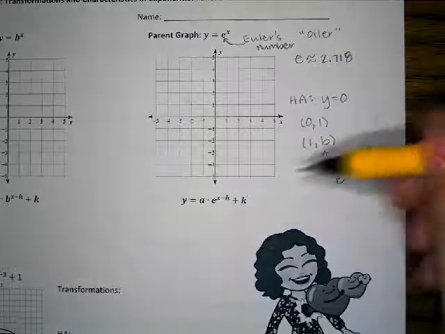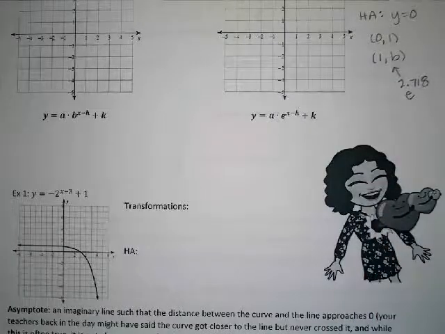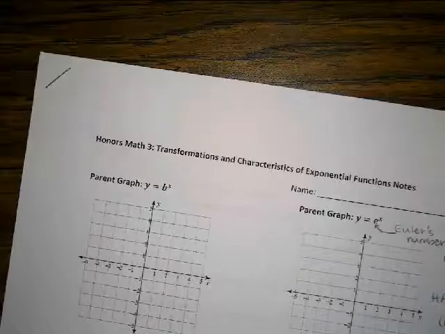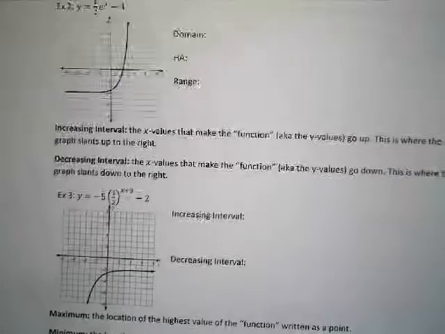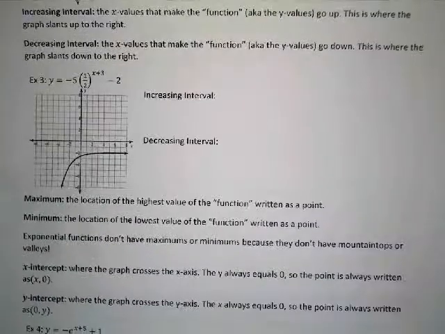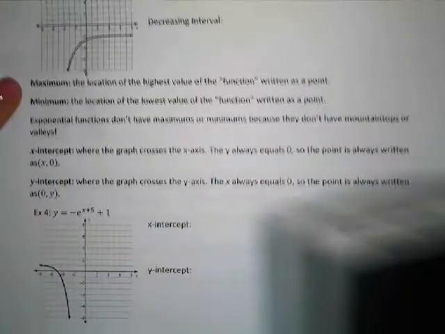Okay. So did we do example 1? Yes. Okay. And we talked about domain and range and that stuff. We did example 2. We did example 3. Okay. We need to do the x and y intercept. Okay. So let's go ahead and do example 4.